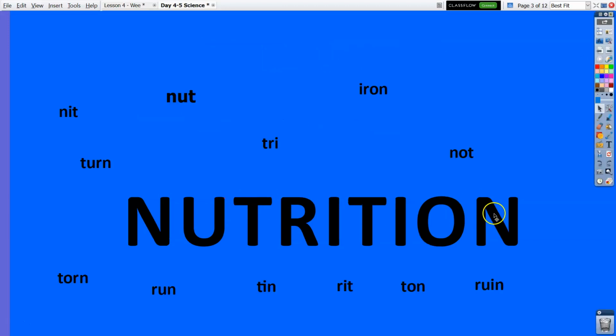From the word nutrition, we can get neat, turn, not, try, iron, torn, run, tin, writ, ton, and ruin. If you also have words that are not mentioned here, you can share them with your class.